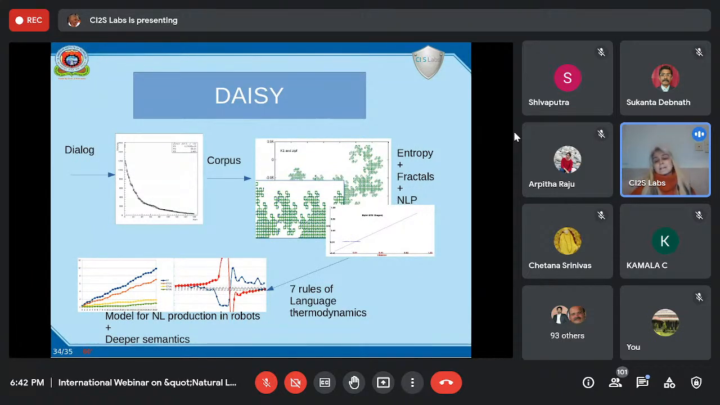We have found, with my team, 7 rules of language thermodynamics that is very successful to produce new language and to understand the deep reasoning behind the sentences. So deeper semantics is possible to get using this type of language thermodynamics.